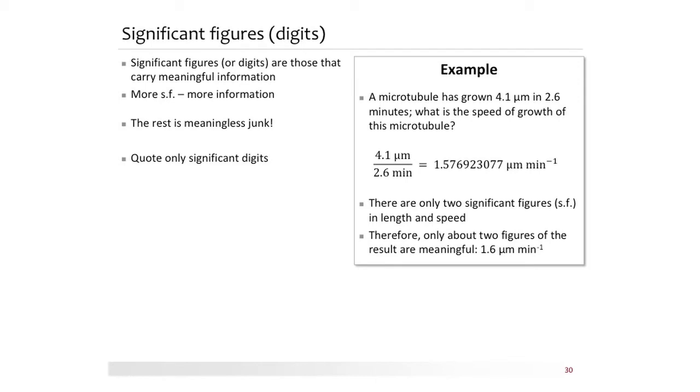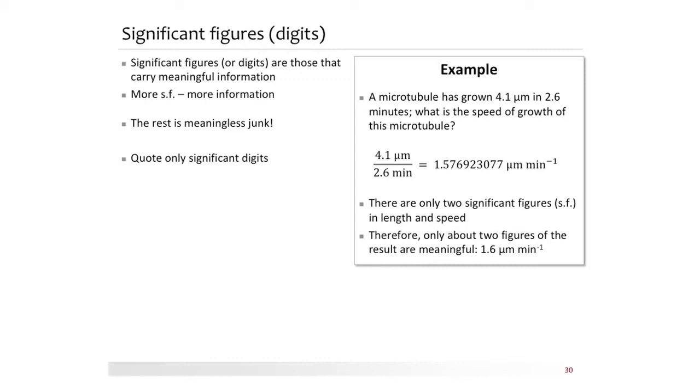it's a periodic number. So this 7 repeats again here. This is 6, 9, 2, 3, and so on. So this bit from here to there is repeated. And of course, if you quote it, that's just rubbish. Most of this number is completely irrelevant. It's numerical noise. And you can see it because in your original numbers, in time and distance, there are only two significant figures. So presumably, this is all that's significant. And therefore, only about two figures in the result are significant.